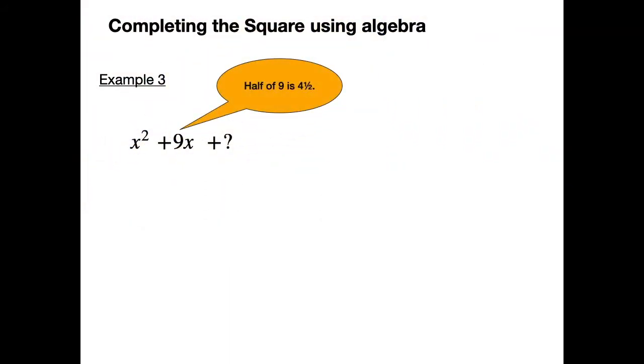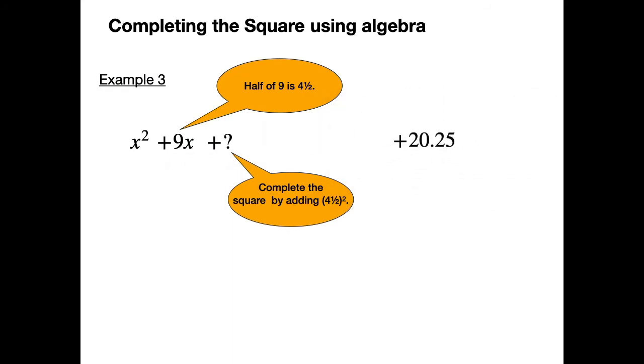Third example, complete the square for x squared plus 9x. Notice that this time the x coefficient is 9, which is an odd number, but that doesn't scare me. Because the x term is 9x, take half of the 9, that gives 4.5, and the added square is 4.5 squared. So an extra 20.25 completes the square, and you end up with the square of x plus 4.5.